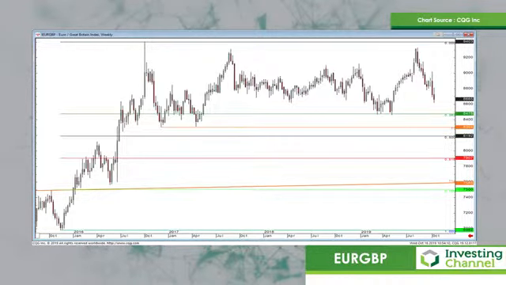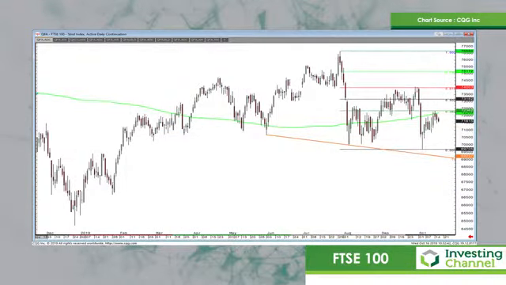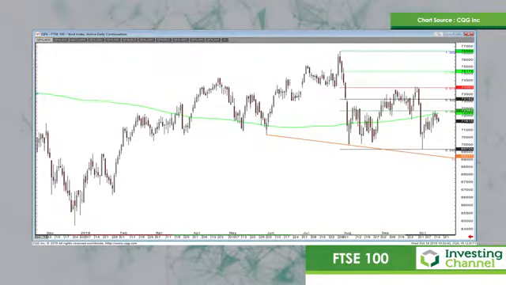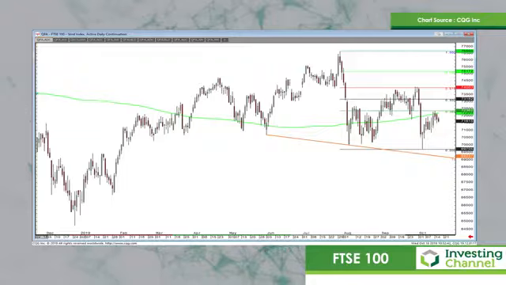The last chart I want to look at is the FTSE, because what we do know is that the FTSE has a relationship with the pound, and that's pretty well documented since Brexit. And the FTSE is probably one of the sickest looking equity charts out there at the moment. It's below its 200-day moving average.